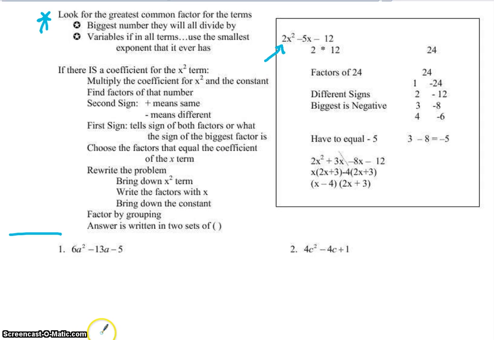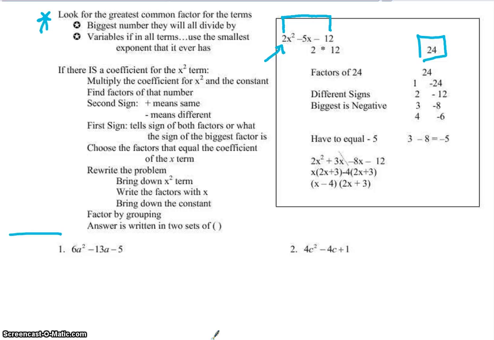You're still going to find the factors, but not of the number at the end. You're going to take the number at the front, and you're going to multiply it by the number at the end. That's where this 24 came from. Then you find the factors of that number. So 1 and 24, 2 and 12, 3 and 8, 4 and 6.